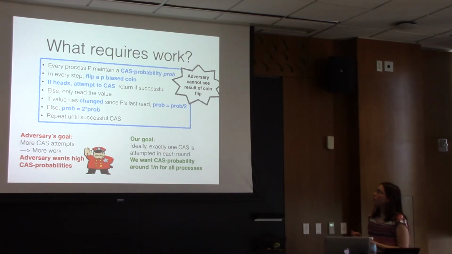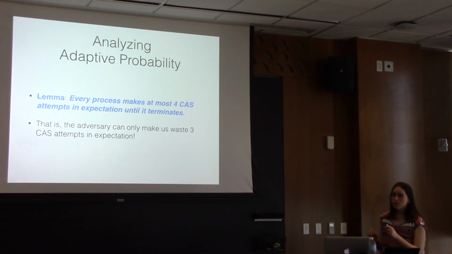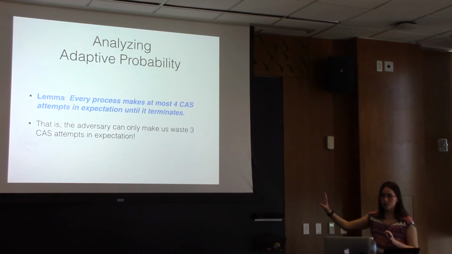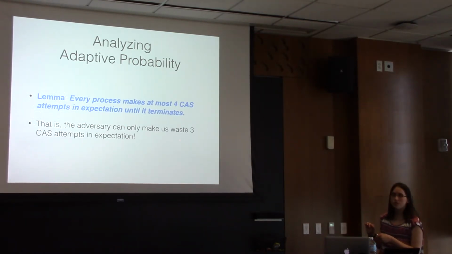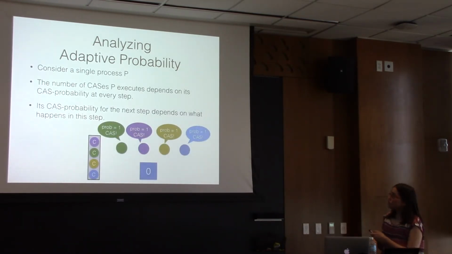So now, given these conditions, this is our main lemma that's going to prove our good running time. The lemma says that every process, regardless of what the other processes do, makes at most 4 CAS attempts. So really what it says is the adversary tried to get all of us to waste a lot of compare and swap attempts, and it can't. It's some ridiculously small constant. This is what we're going to try to show. So what we're going to do is consider a single process.